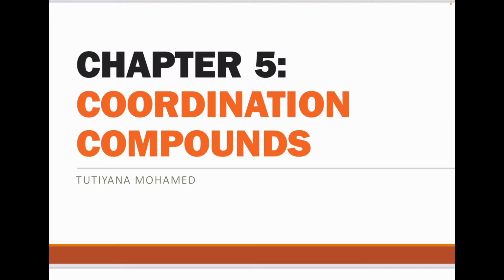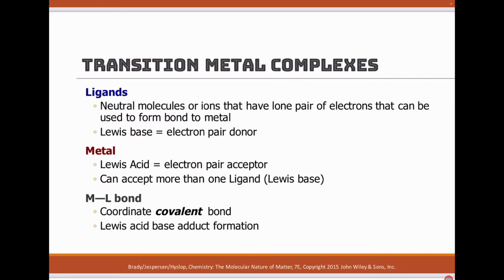Chapter 5: Coordination Compounds. Transition metal complexes. Ligands are neutral molecules or ions that have a lone pair of electrons that can be used to form a bond to a metal. A Lewis base is an electron pair donor; the metal is a Lewis acid, an electron pair acceptor.